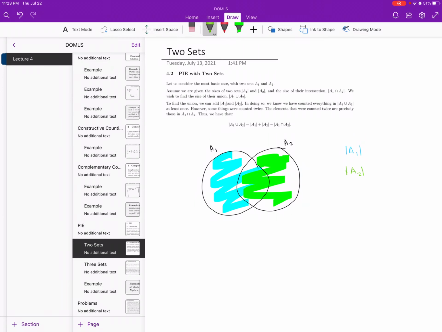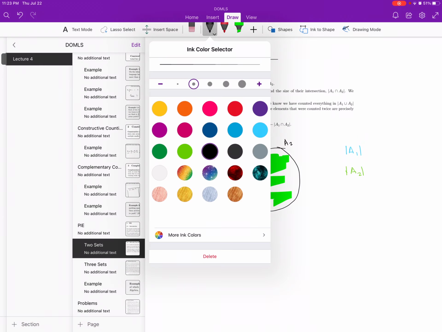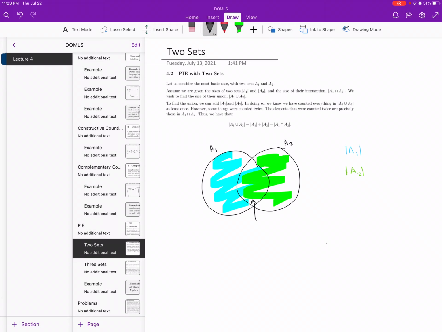Now this part in between the two is called A1 intersect A2. We say intersect to show that they intersect there. So that's the part that's in both sets. And the part that's in all of the sets is going to be A1 union A2.